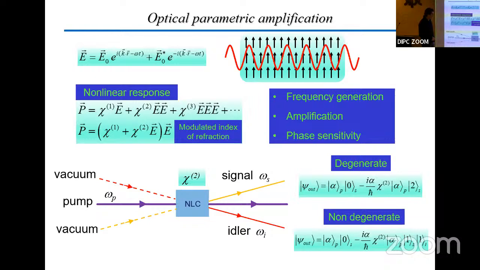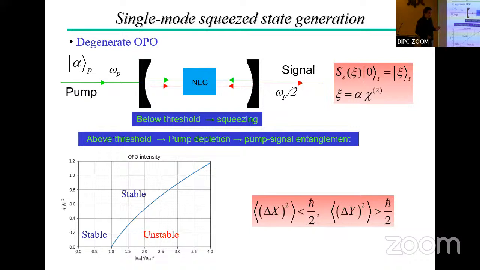Now, all this is parametric amplification. What about oscillation? Oscillation occurs when you place this nonlinear crystal inside a cavity. With the cavity feedback, this process of spontaneous parametric emission is fed back and then amplified inside the cavity. It becomes an oscillator. Here is the intracavity degenerate case. You have pairs of photons being created, and they keep bouncing back and forth inside the cavity, feeding back the process, and then you generate some output beam here.